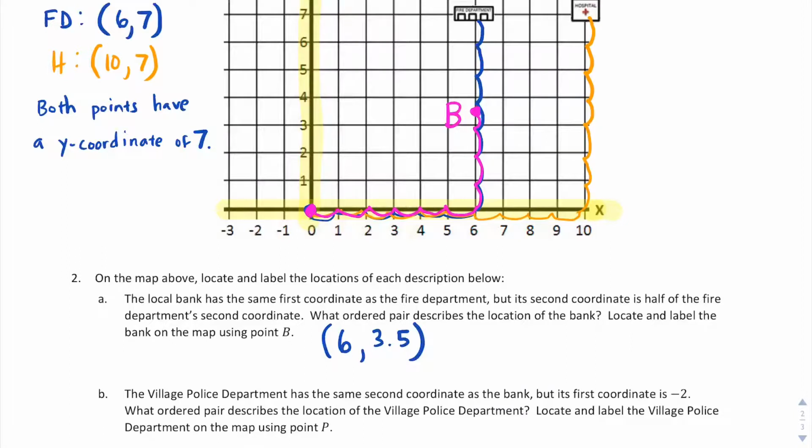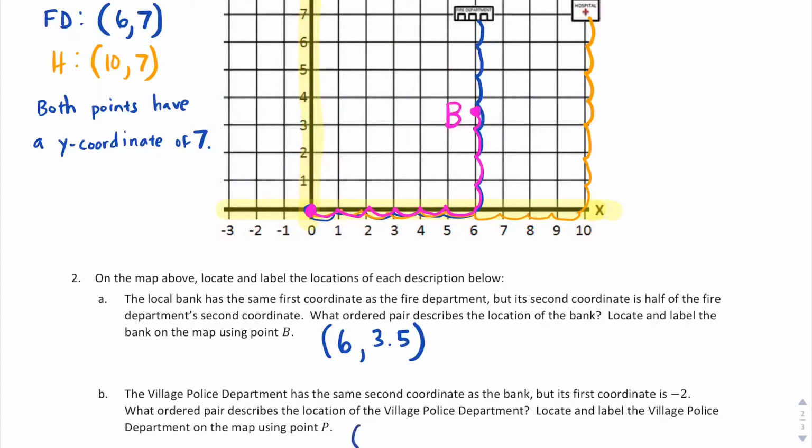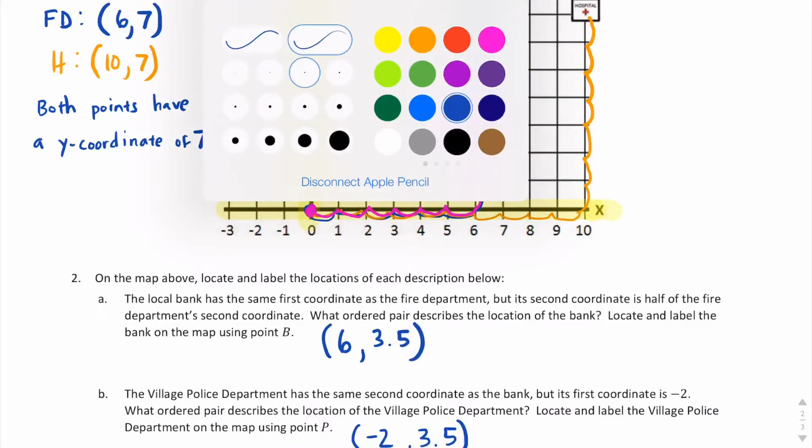Question B. The village police department has the same second coordinate as the bank. Okay, second coordinate is 3.5. But its first coordinate is -2. What ordered pair describes the location? -2, 3.5. Let's locate that on the map.